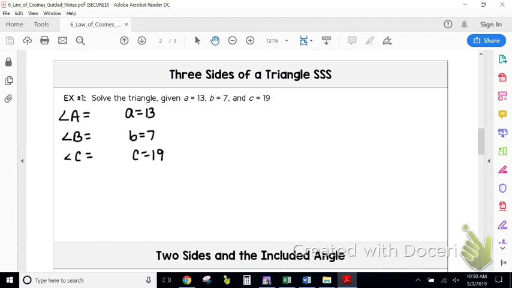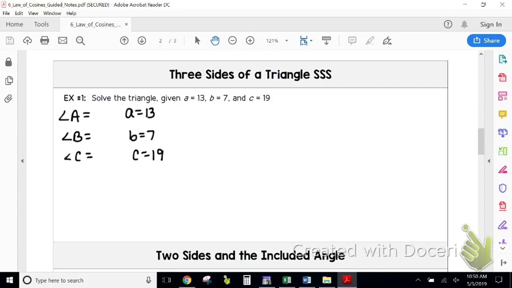Now we need to choose what we want to find first. Obviously, I don't have an angle and the side across from it, so the law of sines is out. So I'm going to have to use the law of cosines. So what angle do I want to definitely find using the law of cosines? Angle C. Why angle C? Because it's the largest side, which means angle C is going to be my largest angle. Now I can use the law of cosines to find them all.